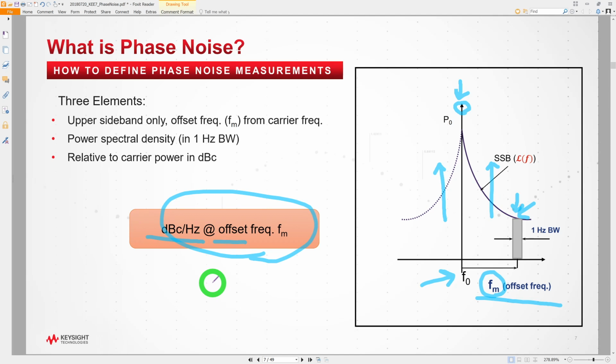So if I say that my phase noise is minus infinity dBc per hertz, that would be an ideal sinusoid. And if I say it's minus 20 dBc per hertz at, let's say, a 1 kilohertz offset, that would be a pretty terrible source. So now we have to look and see why these skirts fall like this, and how can we relate that to the actual jitter or actual phase noise that you see in the signal.